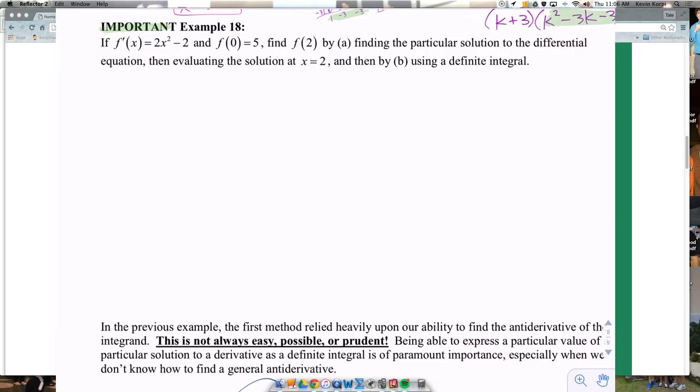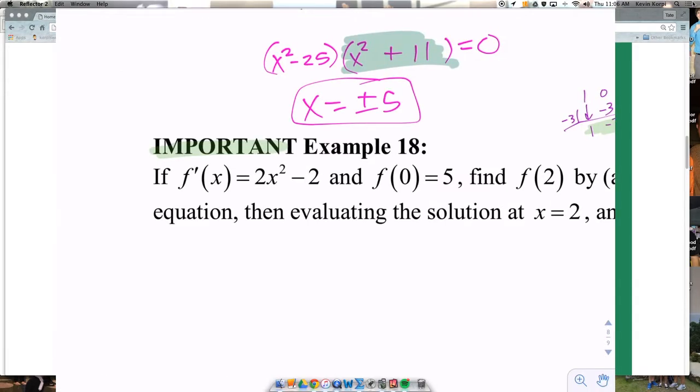Thank you. Important example number 18. Apparently example 18 is kind of important. And Garrett was in this morning asking about an example on the worksheet or problem on the worksheet that related to this.